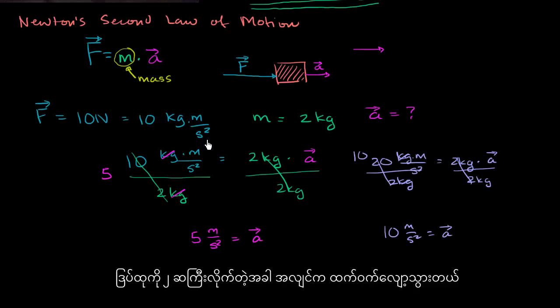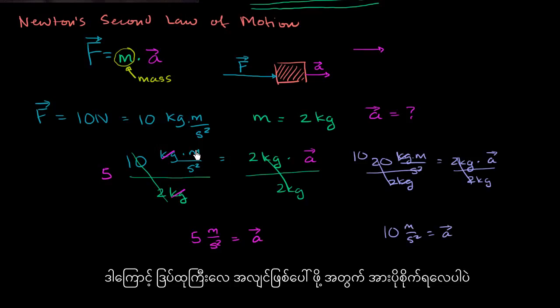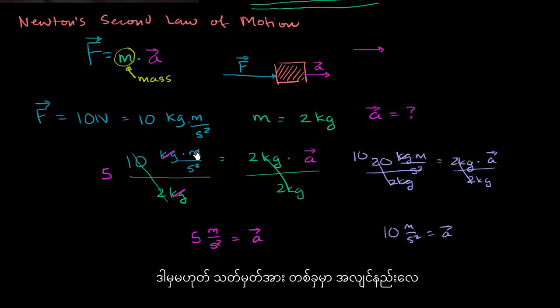So if you make the mass larger, if you double it, then your acceleration will be half as much. So the larger the mass you have, the more force you need to accelerate it. Or for a given force, the less that it will accelerate it. The harder it is to change its constant velocity.